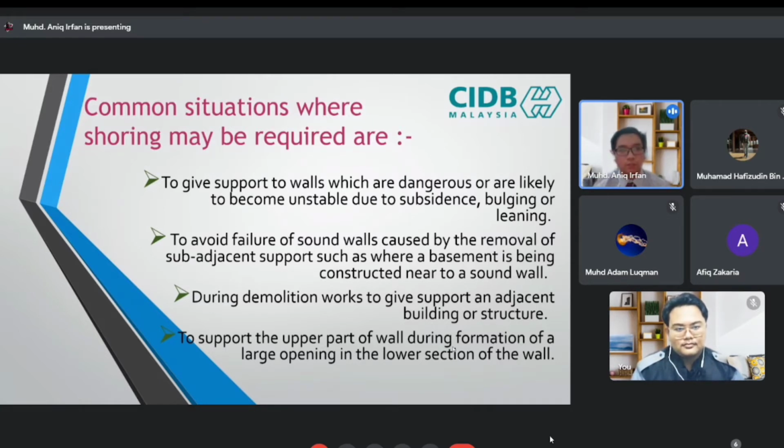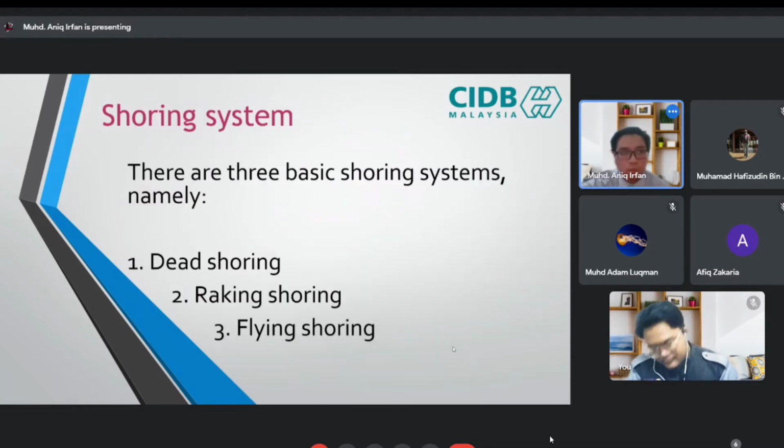So, for common situations where shoring may be required, there are 4 situations. For the first one, to give support to walls which are dangerous or likely to become unstable. The second one, to avoid failure of some walls caused by the removal of sub-adjacent support. The third one, during demolition works, to give support to an adjacent building or structure. And the last one, to support the upper part of a wall during formation of a large opening in the lower section of the wall.